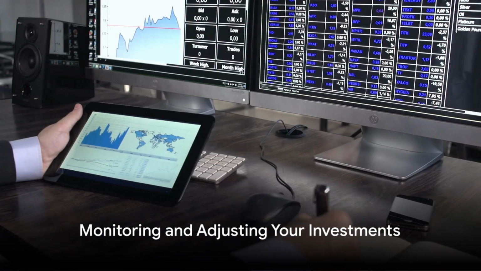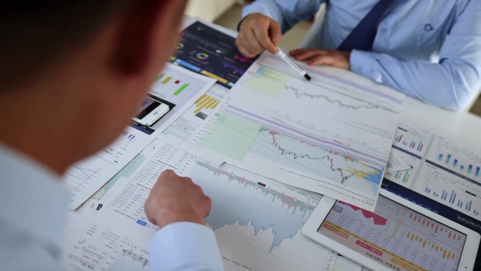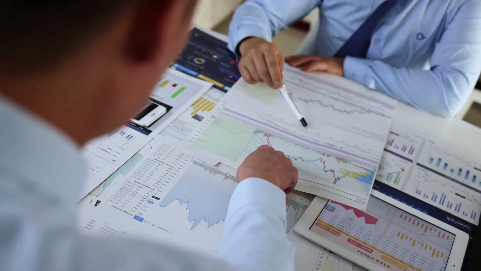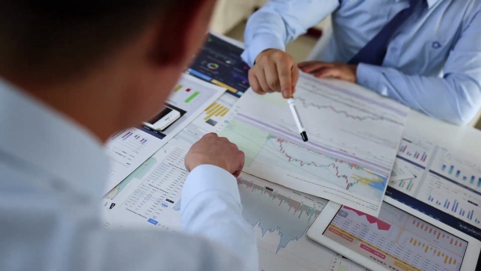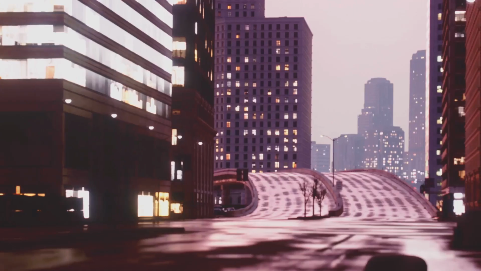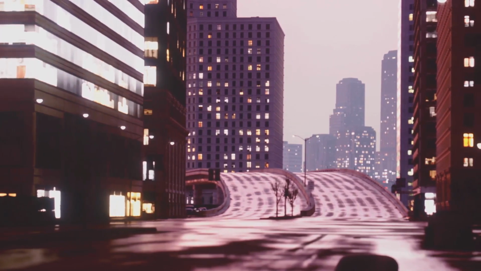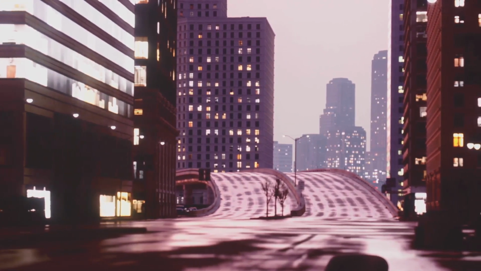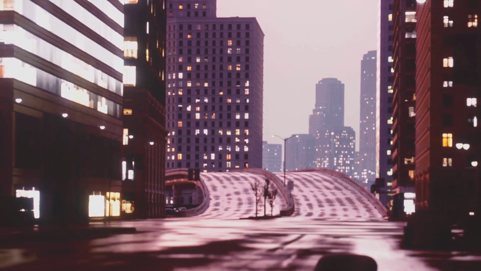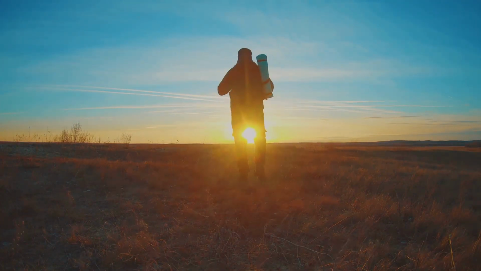Even on autopilot, it's essential to keep an eye on the controls. Dollar-cost averaging is an excellent strategy, but it's not a set-it-and-forget-it game. Regular reviews are key to ensure your strategy aligns with your goals. Market conditions change, as do personal circumstances. Adjustments may be necessary to keep your portfolio balanced and aligned with your risk tolerance and objectives. Remember, investing is a journey, not a destination. Enjoy the ride.